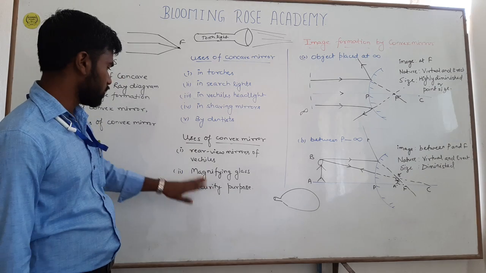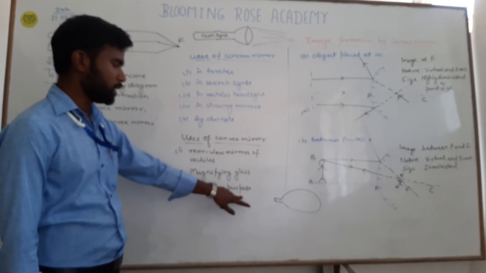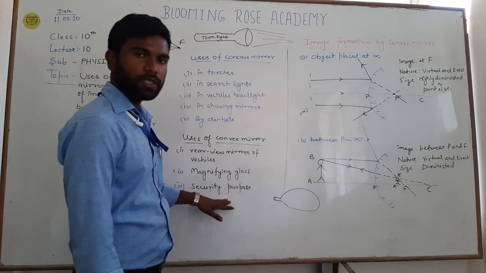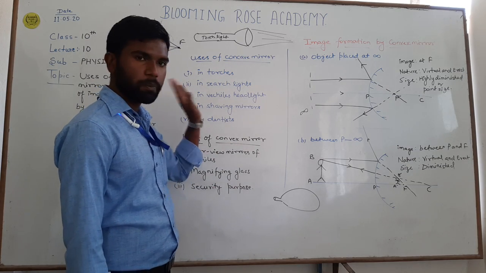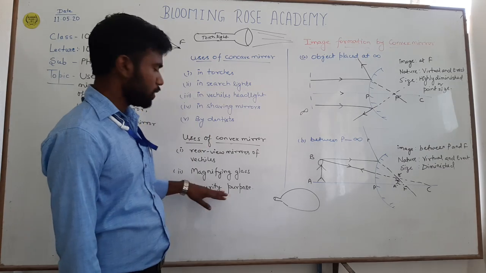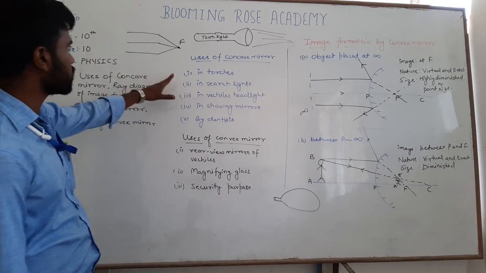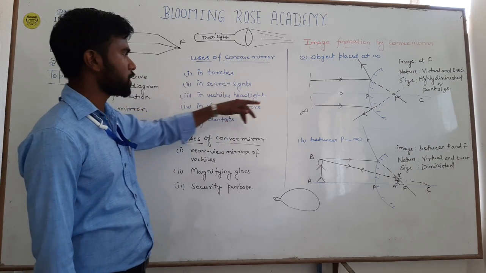Convex mirrors are also used for security purposes. For example, in banks, employees or bankers use convex mirrors for seeing the persons who are behind them. So these are the uses of concave mirror, convex mirror, and image formation by convex mirror.